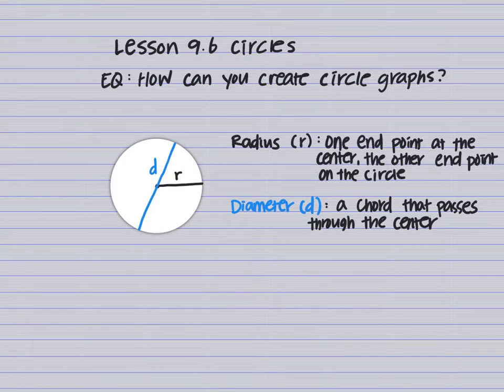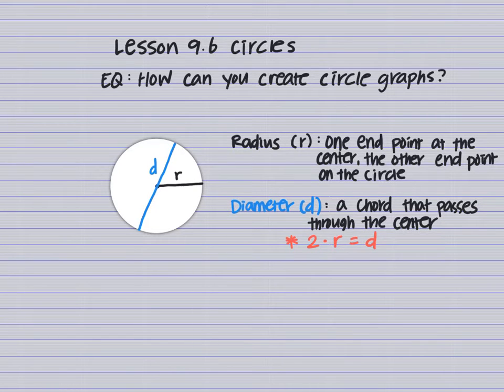So diameter is a chord that passes through the center of the circle. It's always going to be double the length of the radius, because radius is half of the circle it goes through, and then the other half, if you have another radius, it's going to give you the diameter. So this one is always going to be twice the radius equals diameter.